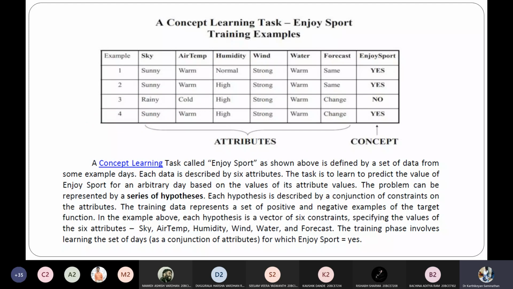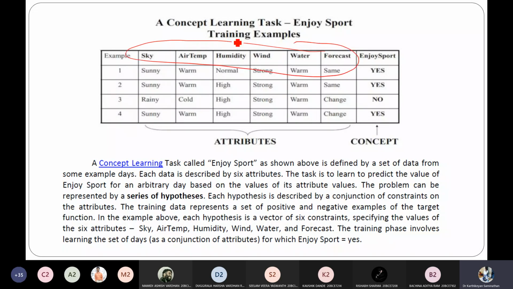Now there is an enjoy sport example given. Enjoy sport is nothing but a series of hypotheses. For example, whether you like to enjoy the sport or not. There are different scenarios and different attributes given: sky, air temperature, humidity, wind, water, and forecast. So there are 6 parameters given.